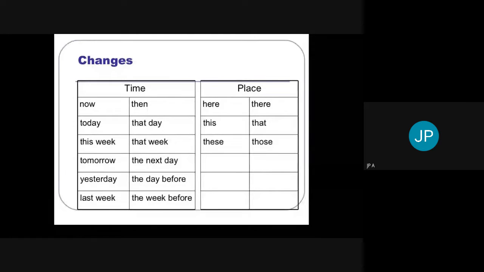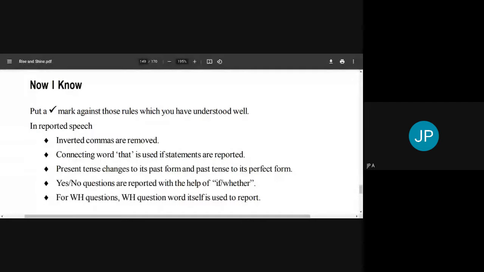And just to tell you in brief what we discussed today, these are the things that we learned about changing from direct speech to indirect speech. When you change from direct speech to indirect speech, these changes happen. What are the changes? First thing that you do is you remove the inverted commas. Okay, that is the first thing.